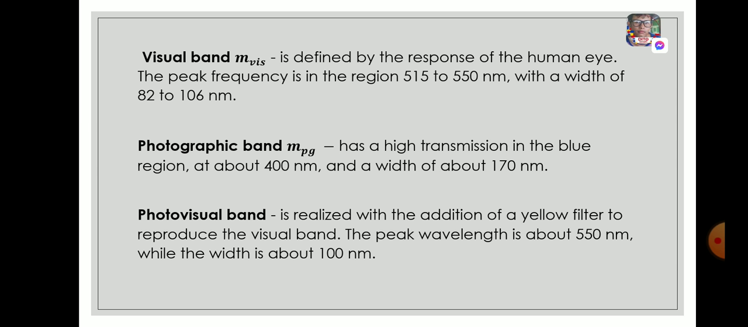The photographic band has a high transmission in the blue region at about 400 nanometers and a width of about 170 nanometers. The photovisual band is realized with the addition of a yellow filter to reproduce the visual band. The peak wavelength is about 550 nanometers, while the width is about 100 nanometers.